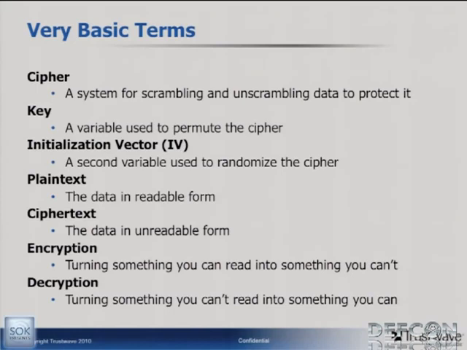The initialization vector is used in a similar way, but it's not always necessarily private. It's almost a second key, which doesn't necessarily need to be private, although in a lot of cases it should be. The point of the initialization vector is that when you encrypt the same thing with the same key, you can change up the initialization vector and the ciphertext won't look the same. Plain text and ciphertext are the unencrypted and encrypted versions of the message, the human readable and unreadable. Encryption and decryption are turning plain text to ciphertext and vice versa.